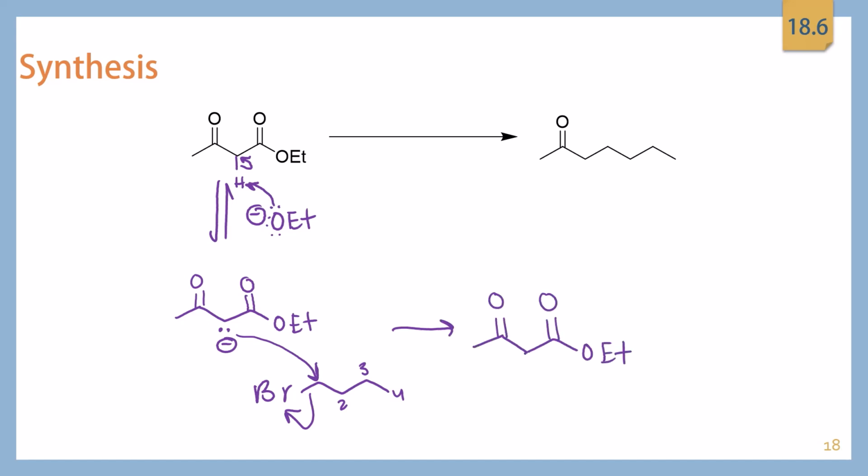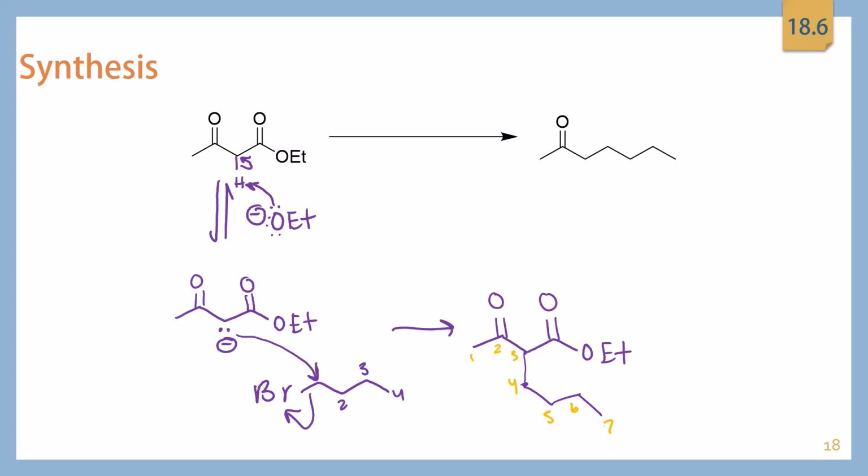So here's our bond that we just created from the alpha hydrogen. This is carbon number 1, the carbon that had the bromine on it. And then we're adding on 2, 3, 4. So we're going to end up with 1, 2, 3, 4, 5, 6, 7 total carbons.